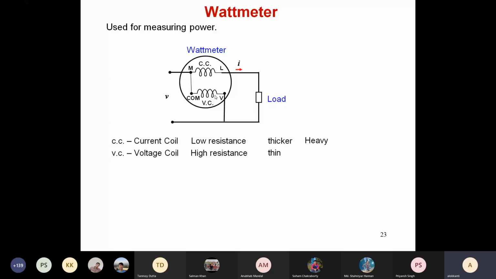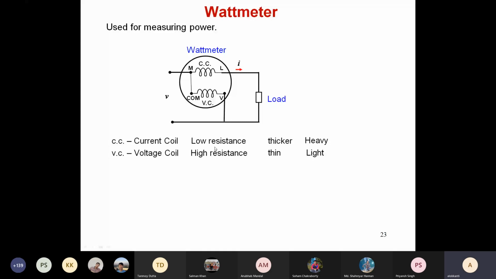These are some of the practical issues. If somebody is designing a wattmeter, they will end up with this: the current coil will be heavy and the voltage coil will be light. And ultimately, there will be a pointer to show the value of what is flowing. So that pointer will be mounted on which coil? Which one will be easier to move? The voltage coil will be easier to move, since it is lighter. So the pointer will be on the voltage coil.